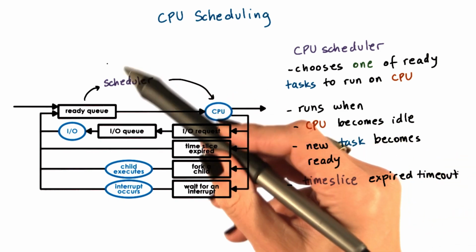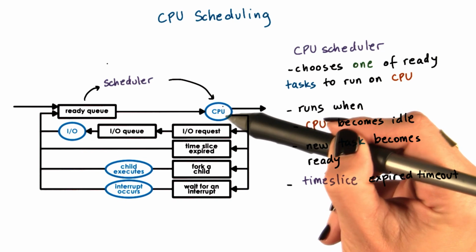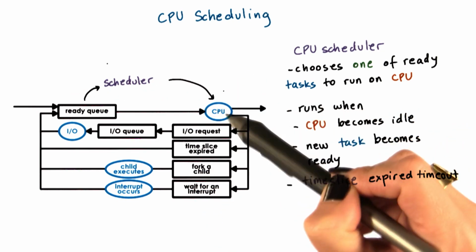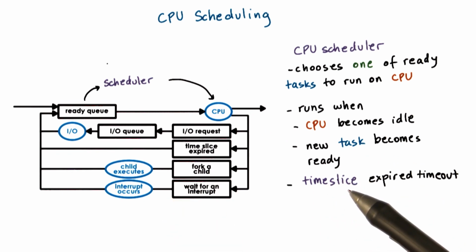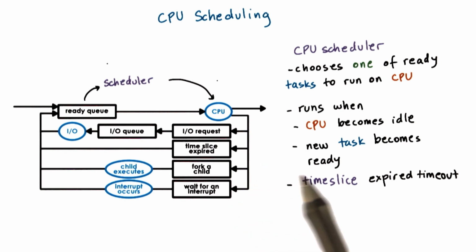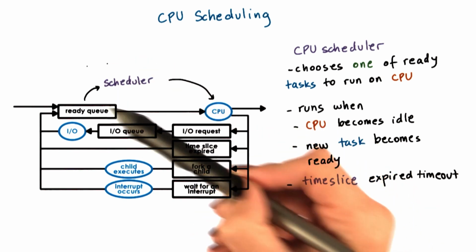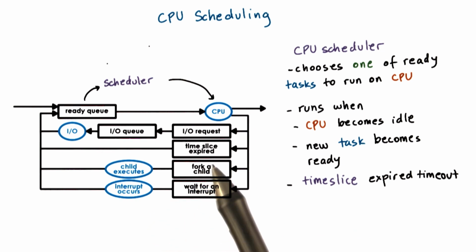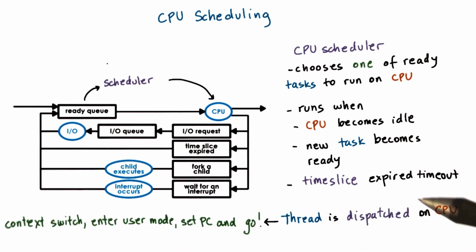A common way how schedulers share the CPU is to give each of the tasks in the system some amount of time on the CPU. So when a time slice expires, when a running thread has used up its time on the CPU, then that's another time when we need to run the scheduler so as to pick the next task to be scheduled on the CPU. Once the scheduler selects a thread to be scheduled, the thread is then dispatched onto the CPU.